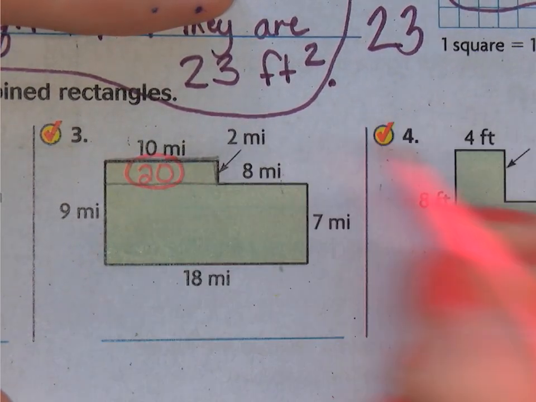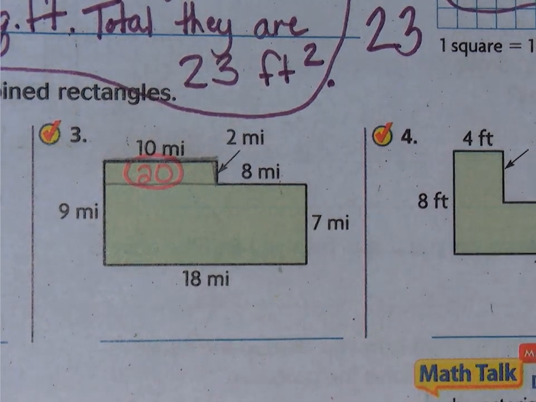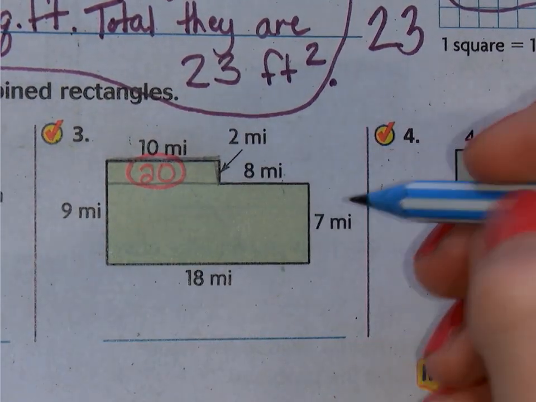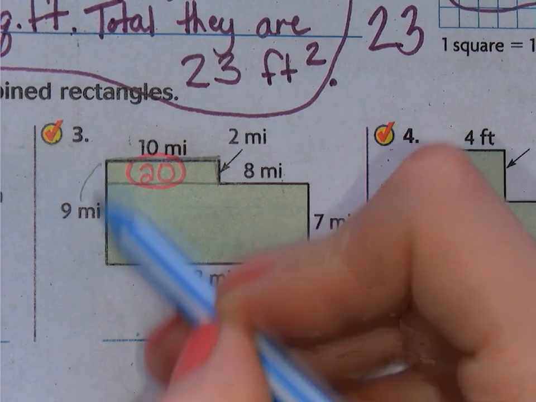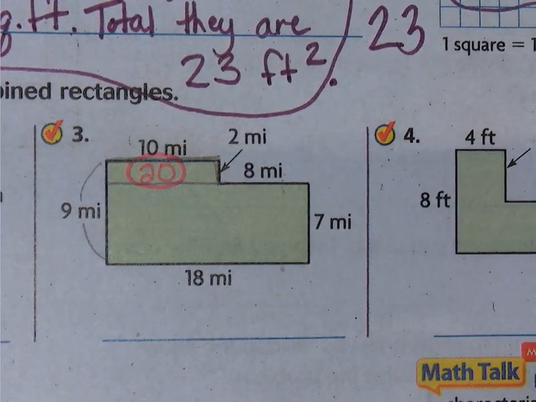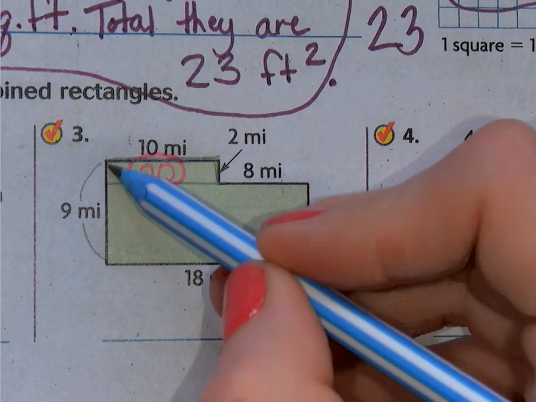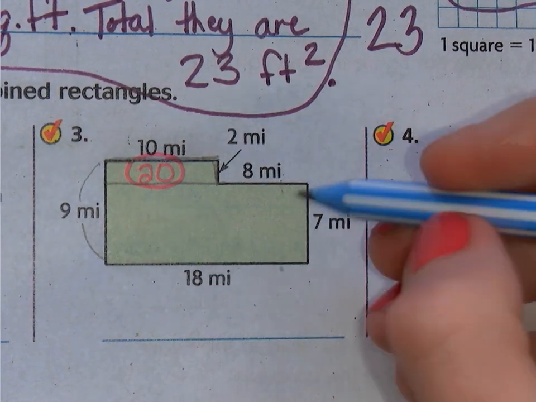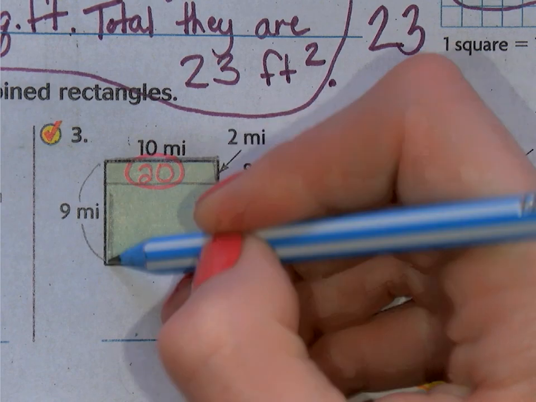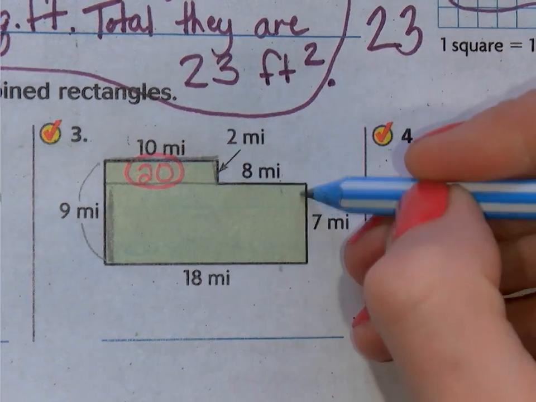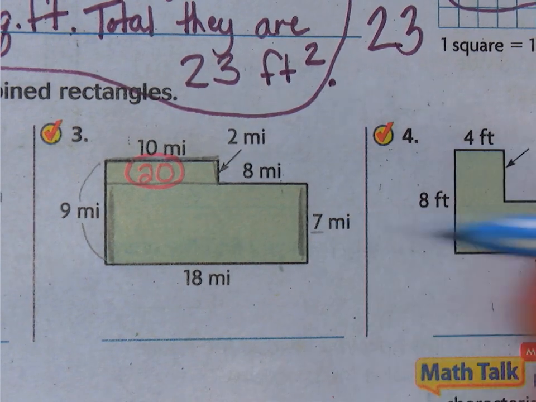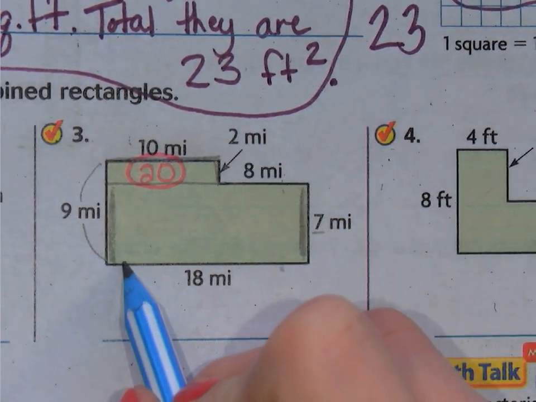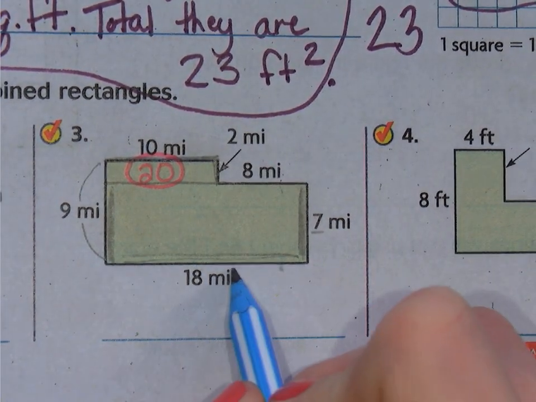I'm just going to put a 20 in there for right now so it doesn't get too crowded. Now I need to look at my big rectangle. I have a 9 over here, but that 9 is this whole side. I don't want that whole side because it goes in between the two rectangles. I need something that is just this part. So look over here. My height for just this part is 7 miles, and my base for this part is 18.